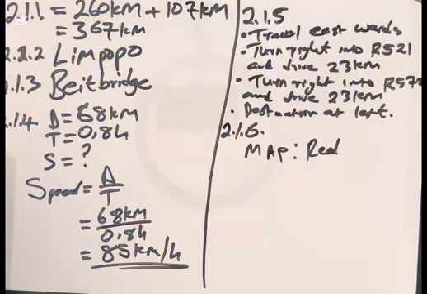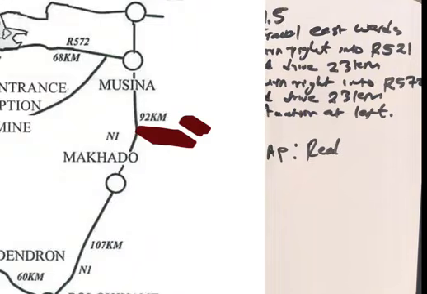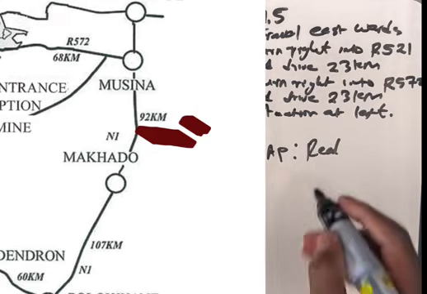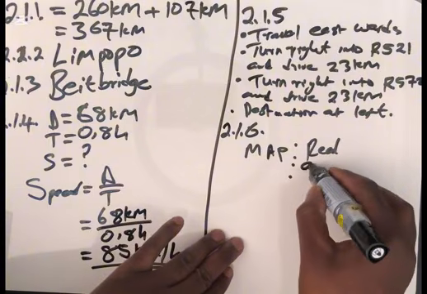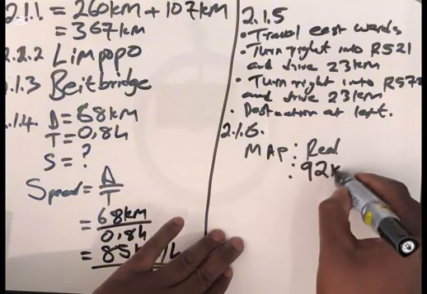Every distance that you get by using a ruler is a distance on the map. Every distance given in kilometers is the actual distance. So if we check here, we have a distance from Musina to Makhado. It is given there as 92 kilometers. It's a real distance. You write it this side, 92 kilometers.